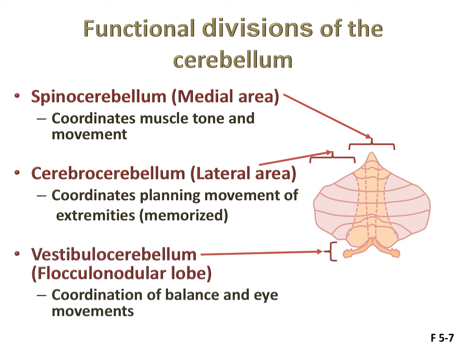Finally, the flocculonodular lobe is called the vestibulocerebellum, which is responsible for the coordination of balance and eye movement. This is the only area in the cerebellum which receives direct input from a sensorial organ. In this case, it receives signals from the vestibule.